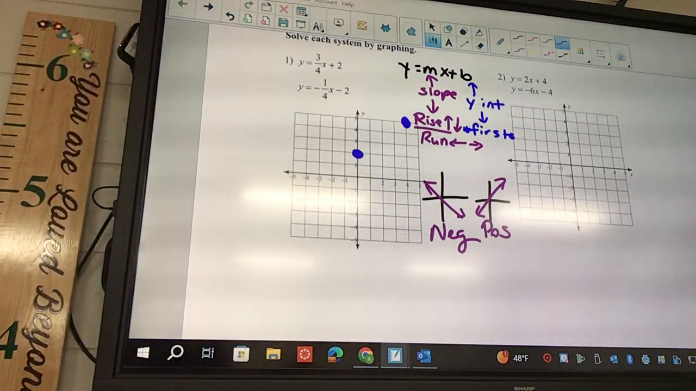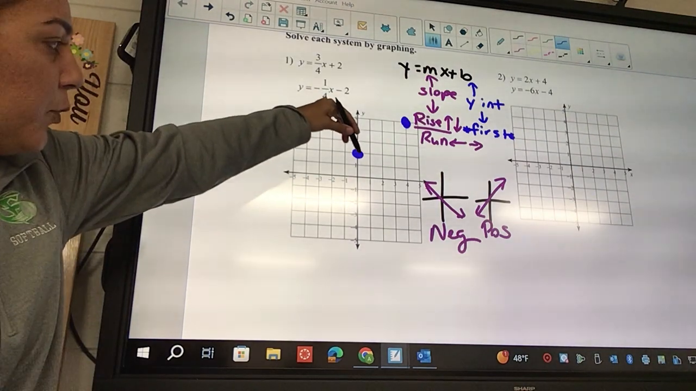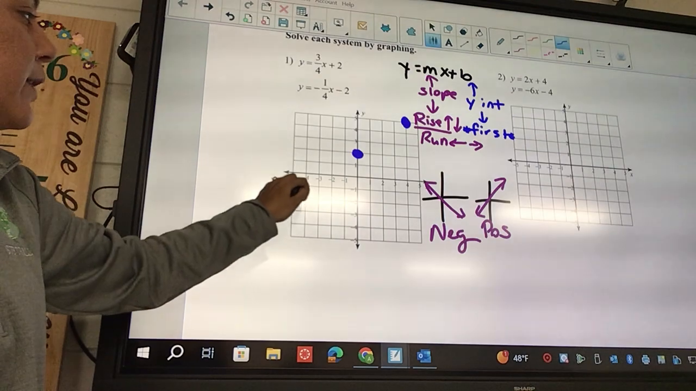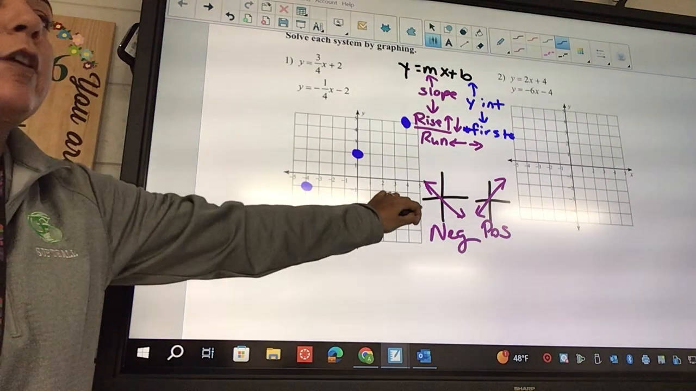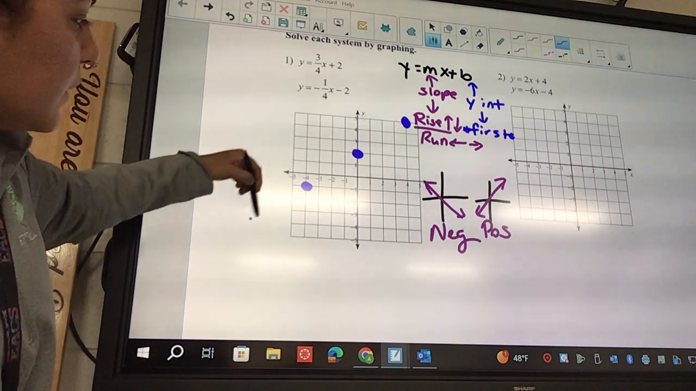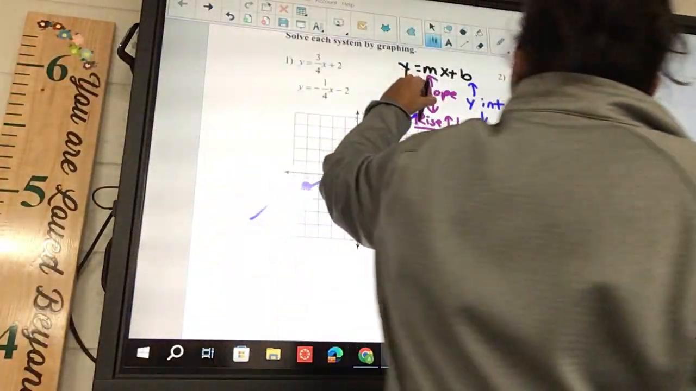Now, can we go up 3 and over 4 again? No, but we can check the down. So you're going to go down 3, 1, 2, 3, over 4 this way. That way our line matches up. If we go this way, we're going to make like a triangle with our dots. So use some common sense here. Okay, and we can draw our line.